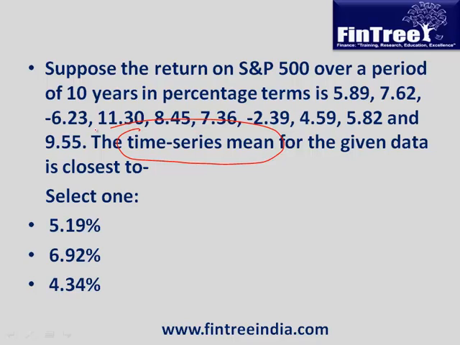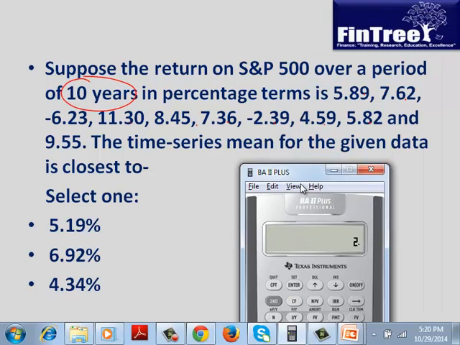So time series, because we have historical data, and the time series mean is nothing but simply an arithmetic average. So we just have to add up all the numbers. How many are there? 1, 2, 3, 4, 5, 6, 7, 8, 9 and 10. So take all these 10 values, add them up and then divide.